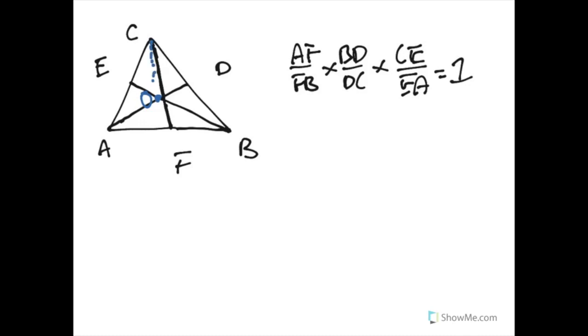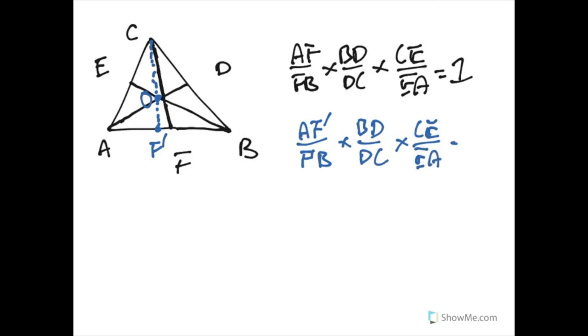And let's draw a line segment from C through O down onto the line segment AB, and let's call this point F prime. We're going to try to show that F prime and F are actually the same point. If they are the same point, then CF has to pass through the intersection of AD and BE. Now, by the forward Ceva's theorem, we know that since AD, BE, and CF prime pass through the same point O, the equation AF prime over F prime B times BD over DC times CE over EA is equal to 1.